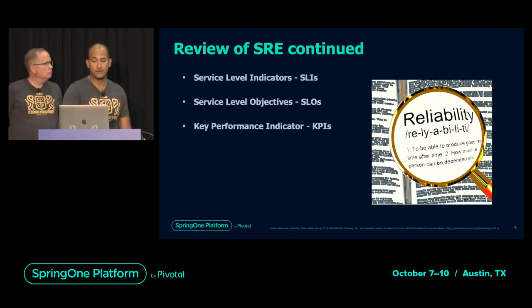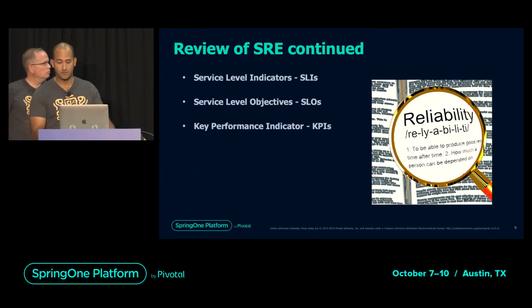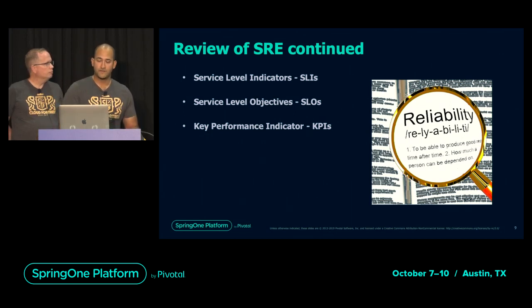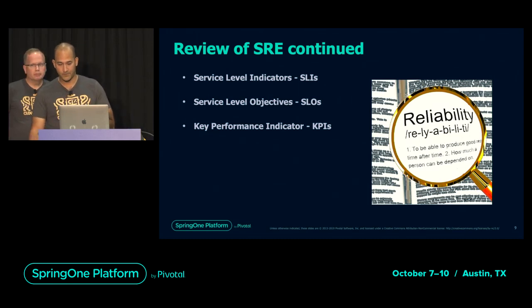SLIs are coded with something that is programmatically measured as a ratio of two numbers. So take good events divided by total events, and that's your number. So the SLI ranges from 0 to 100%, 0 meaning nothing is working, and 100 meaning nothing is broken.